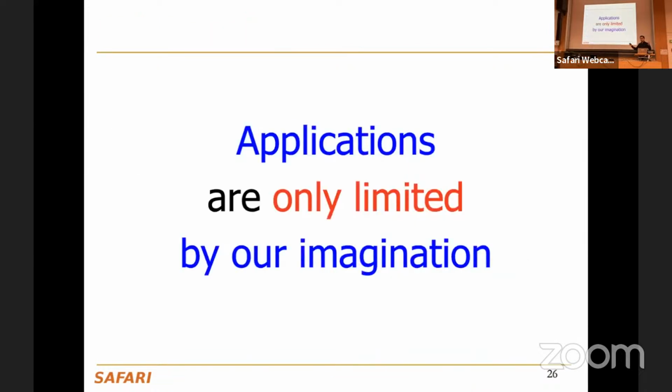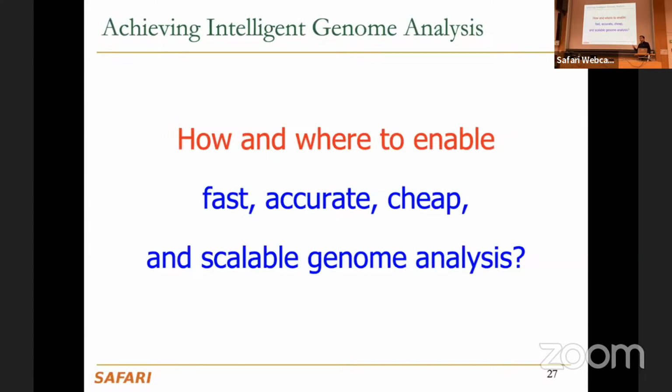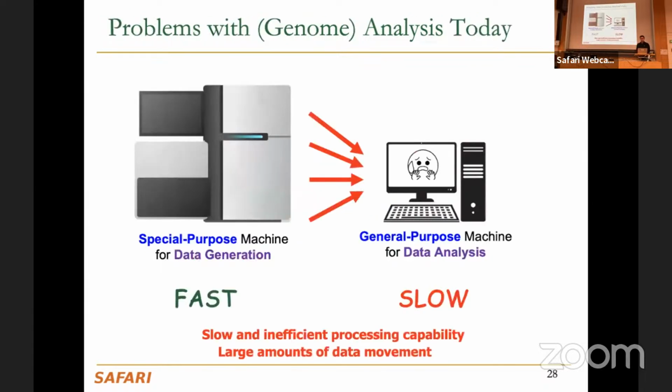So as I said, the applications are limitless. And maybe there are even more applications that we cannot think of now. So the other question is, how and where to enable this fast, accurate, cheap, and scalable genome analysis, right? Today, what we usually do is that we have special purpose machines that we use for data generation, specifically to generate the genomic data. They are very fast because they are designed to generate the data at a very fast rate. But essentially what we're doing is trying to analyze this data using general purpose machines for data analysis.